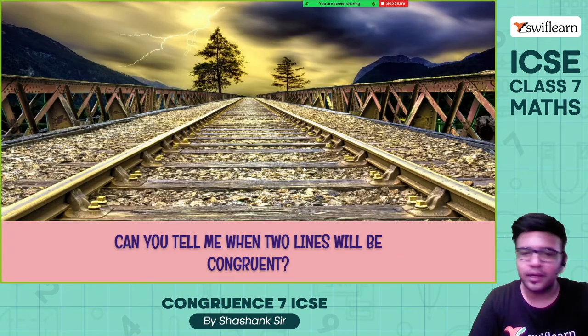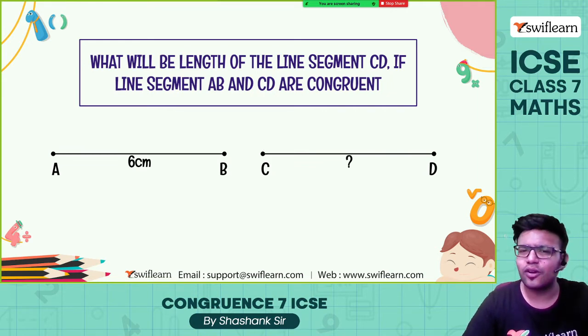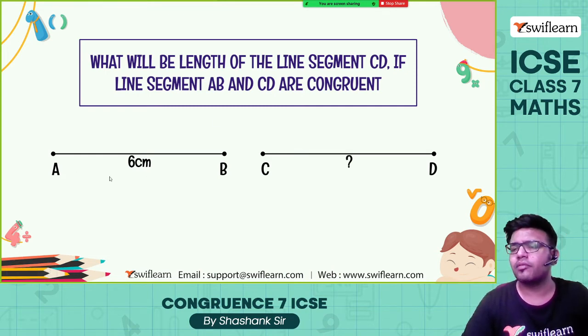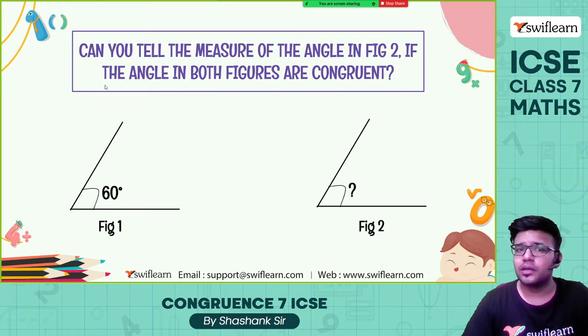Now, the rail ki patri. Can you tell me when two lines will be congruent? Two line segments, to be clear, are said to be congruent if they are of the same dimension. The line segment AB is 6 centimeter. You can say AB is congruent to CD if CD is of the same length, which is 6 centimeter.